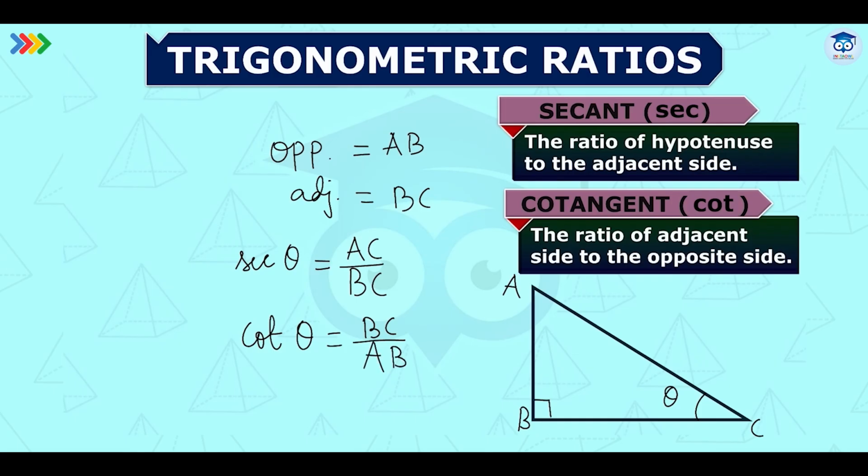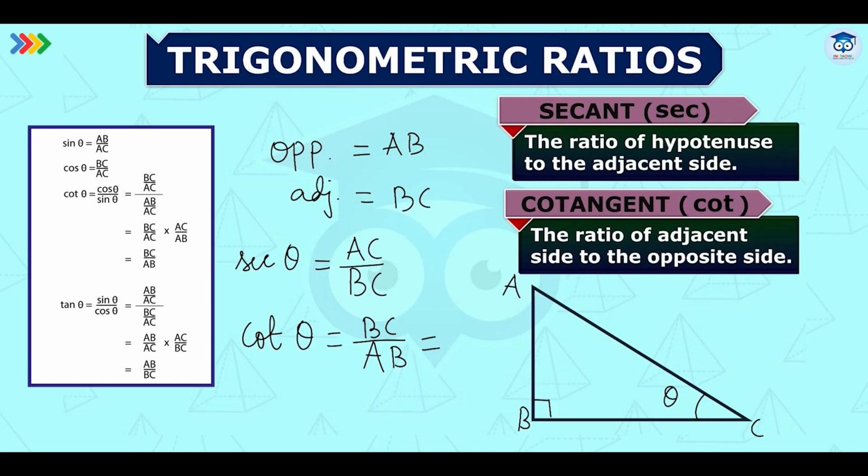So, here we can define cot theta as the ratio of cos theta upon sin theta, because we know that cos theta is nothing but adjacent upon hypotenuse, and the sin theta is opposite upon hypotenuse, right? So, we'll get the same answer.